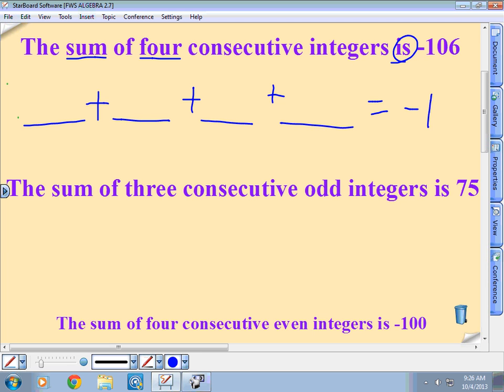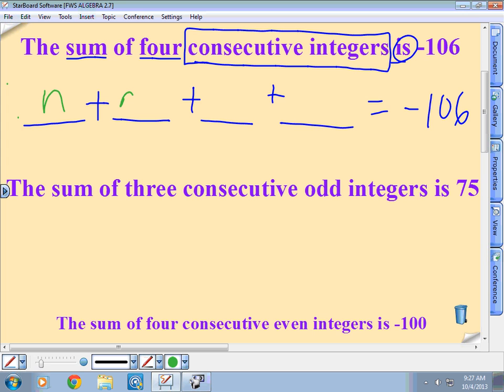We know it tells you what it equals, negative 106. So now all I have to figure out is what are these 4 things that I'm adding? These 4 things I'm adding are called consecutive integers. So what am I going to put in my 4 places here? Well, the first one's the easiest because that's always the same. What's the first one going to be? We're always going to start with n. It's just a number we don't know. So the first one's n, the second one's n plus 1, the third one's n plus 2, the fourth one's n plus 3.